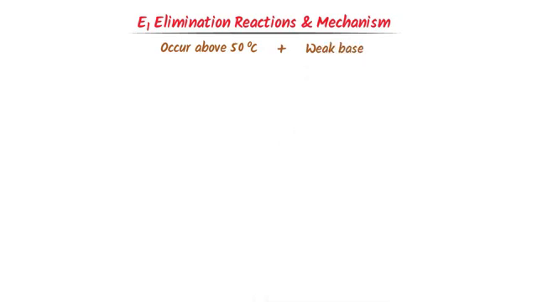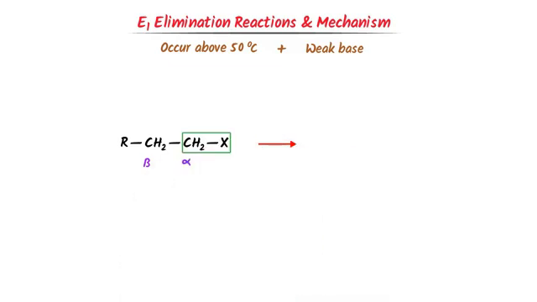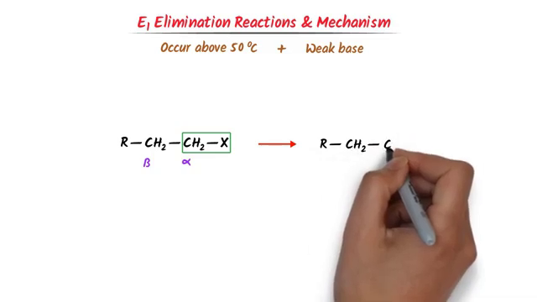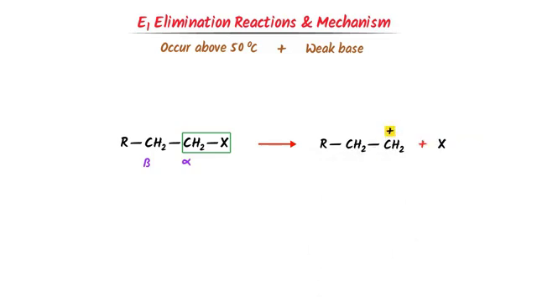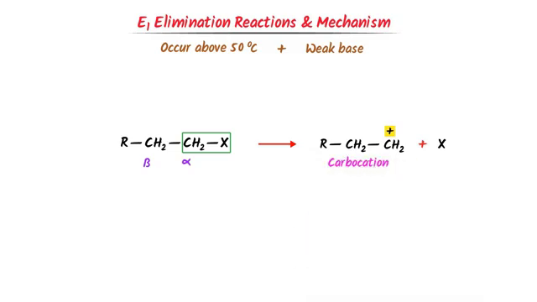Now we will learn the basic concepts. Consider this general alkyl halide. We know that this is alpha carbon and this is beta carbon. Now listen carefully. In the first step, alpha carbon loses this halogen X, hence positive charge appears on this alpha carbon. We know that this is carbocation. Thus we say that in the first step, carbocation is formed.